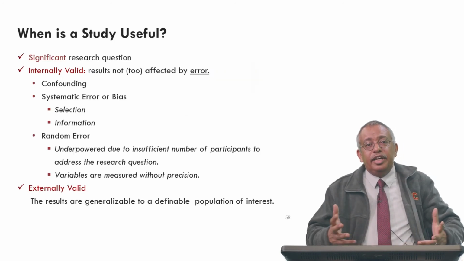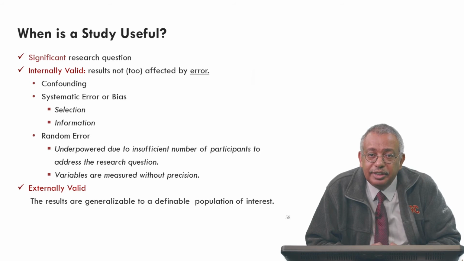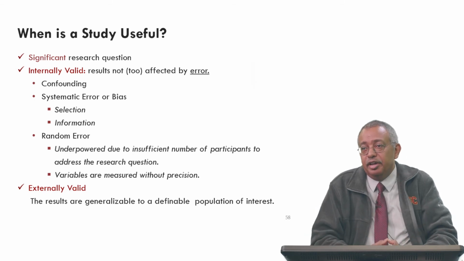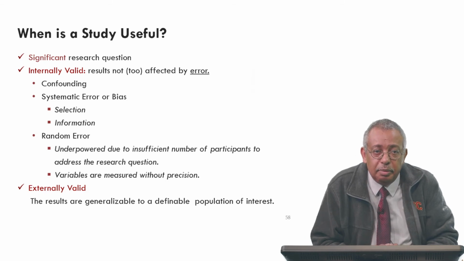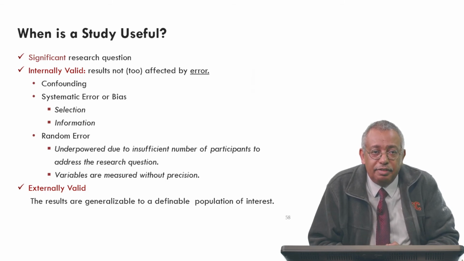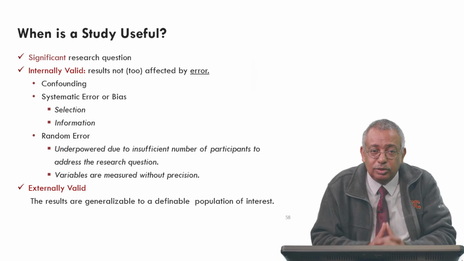So, finally, when is a study useful? Well, a study is useful, of course, when you're studying a significant research question. But it also has to have internal validity. In other words, results should not be unduly affected by error. There will always be an error, but we have to minimize and, to the extent possible, completely eliminate it. And here you have issues like confounding, what we call systematic error or bias, and this could be what we call selection bias or information bias, and I'll come back to this later.